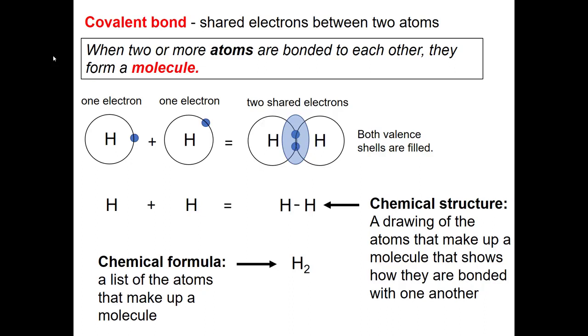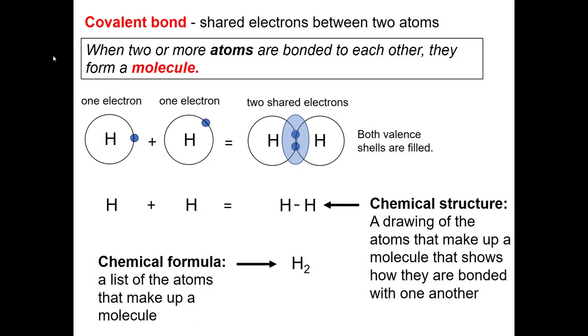So we have our bond represented by this dash. We have our two hydrogens represented by the chemical abbreviation for hydrogen here, and that's what's called a chemical structure when our molecule is represented that way. And then finally, an even simpler way to represent this molecule is just by representing it as a chemical formula.